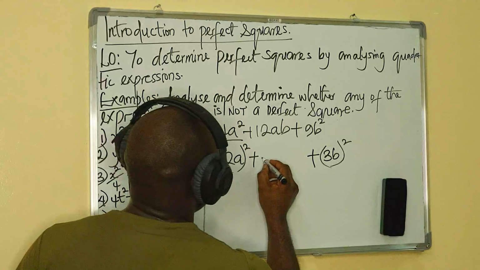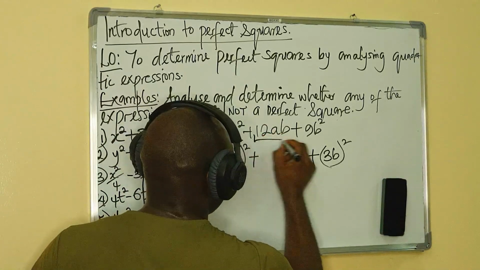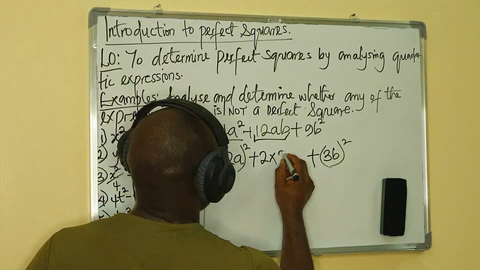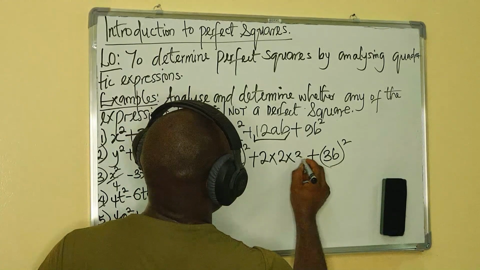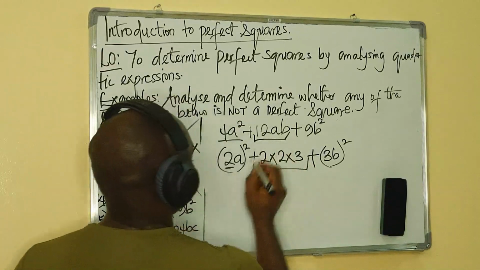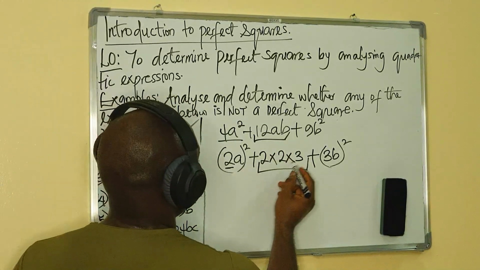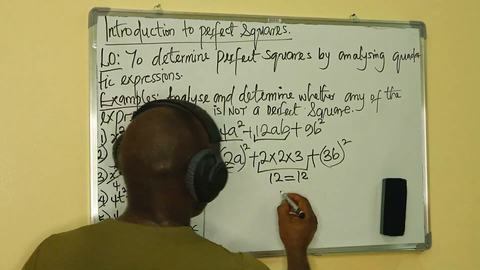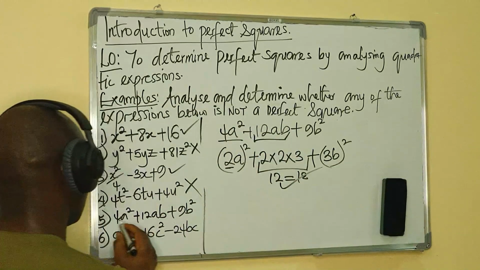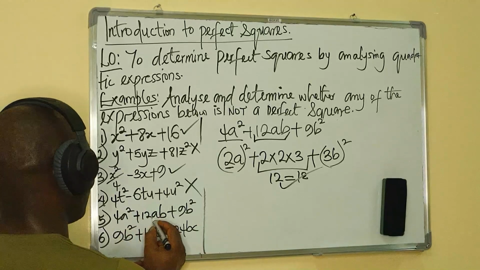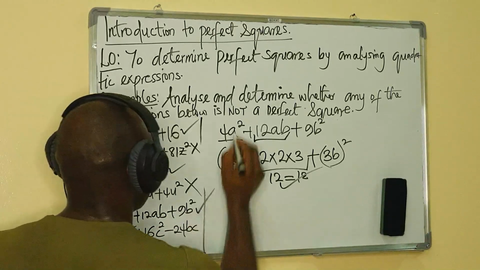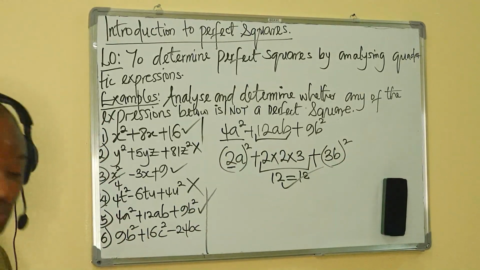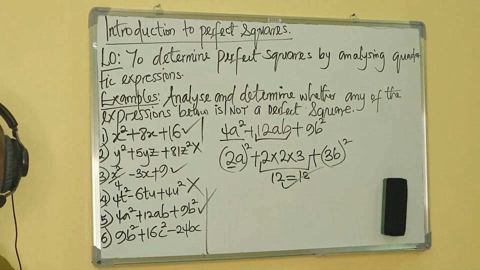So does the middle term appear the same as 2 times the coefficient of a, which is 2, times the coefficient of b, which is 3? Will this give us the number 12? Let's see. 2 times 2 is 4. 4 times 3 is also 12. So this 12 is the same thing as this 12 up here. What this implies is that this expression 4a squared plus 12ab plus 9b squared is a perfect square, because all the terms of the expression prove true to the analytical test of a perfect square.